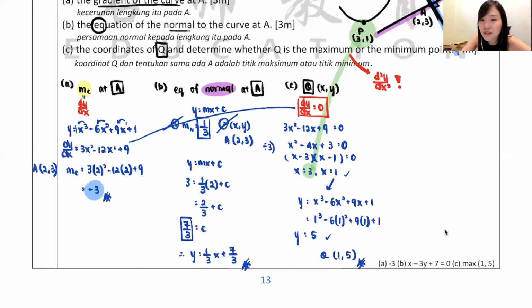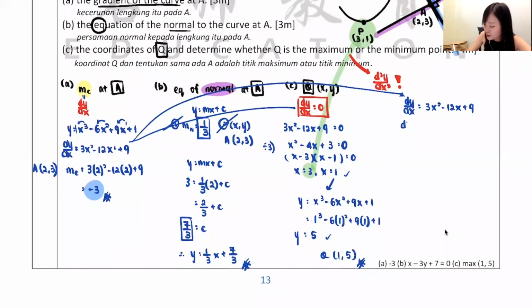Done. So guys, after this, remember to find your d2y dx square. How to find d2y dx square? Isn't it differentiate one more time? Can you see that? So d2y dx square: 2 times 3, 6. Power minus 1, 1. 1 times negative 12, negative 12. Power minus 1, no more x. And differentiating a number is always 0.